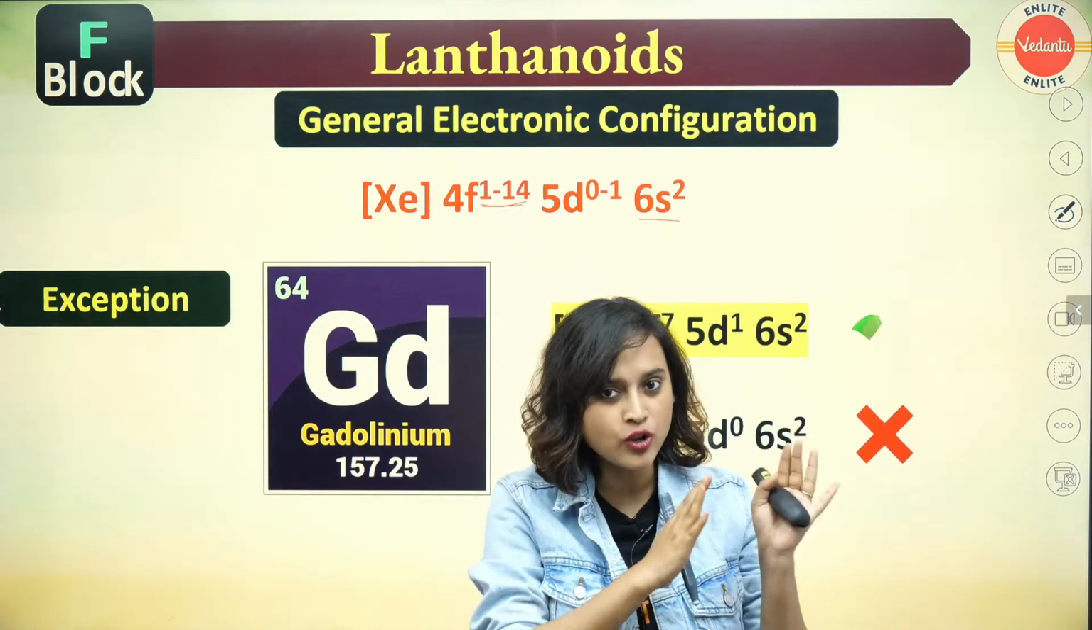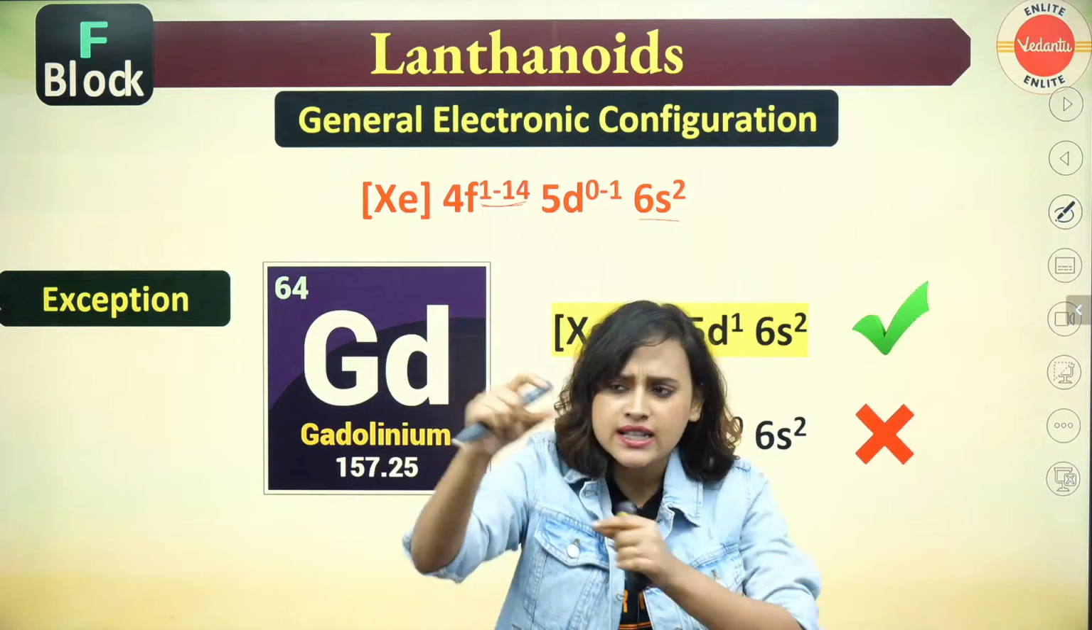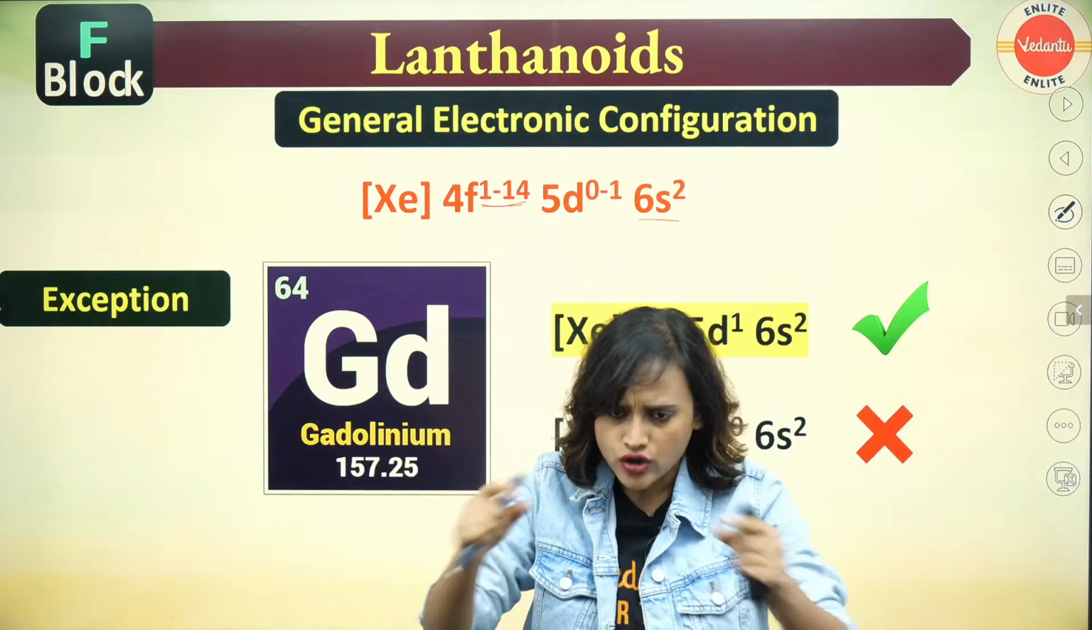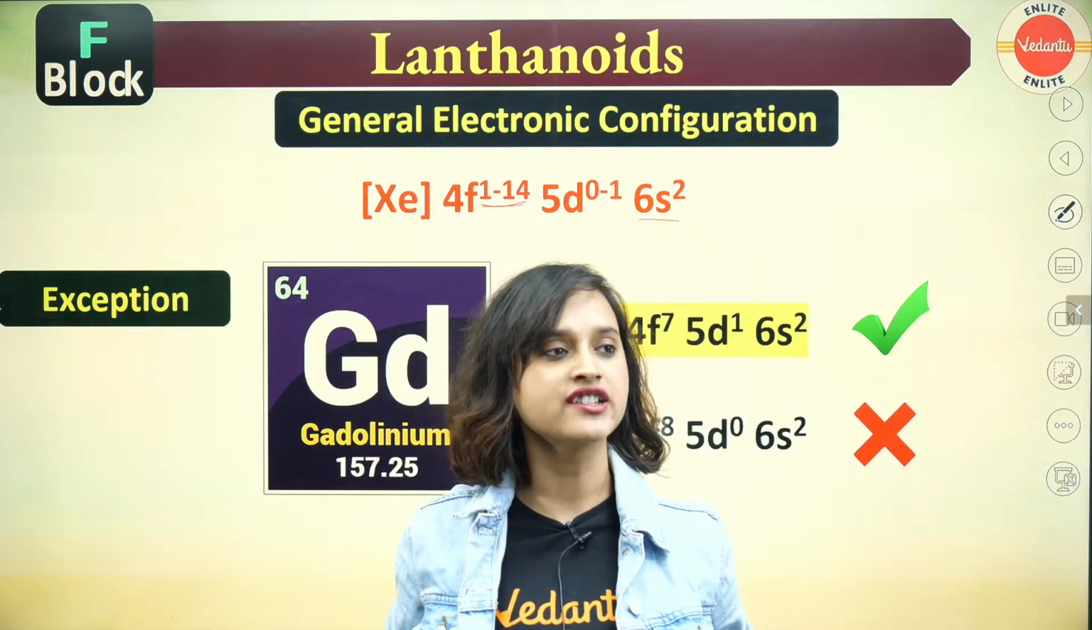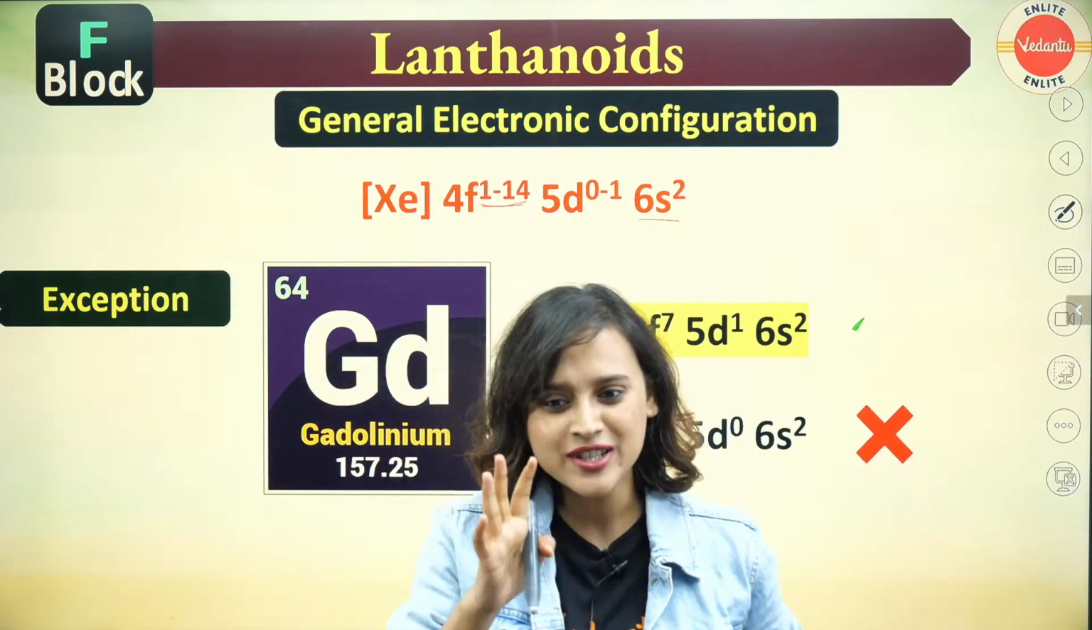Remember, in the d block, what did we read? We read that from s, it jumps to d because the energy gaps are very small. So the moment s is standing outside like this, d is like, let me also see what is going on.